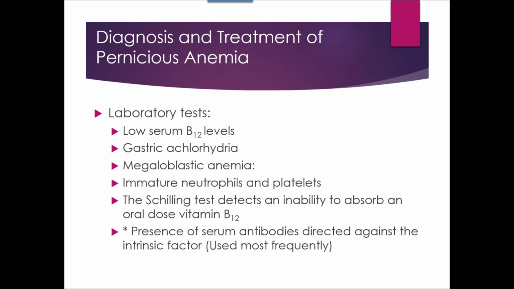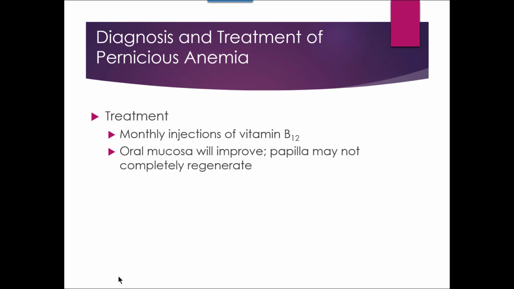Then there's this thing called the Schilling test, which is used to detect the inability to absorb oral vitamin B12. And what's used most frequently is a check for the presence of serum antibodies directed against intrinsic factor. So how is this treated? Well, it's treated with monthly injections of B12. And then what's beautiful is that the oral mucosa will improve following adjusting for that issue. However, the papilla may not completely return.